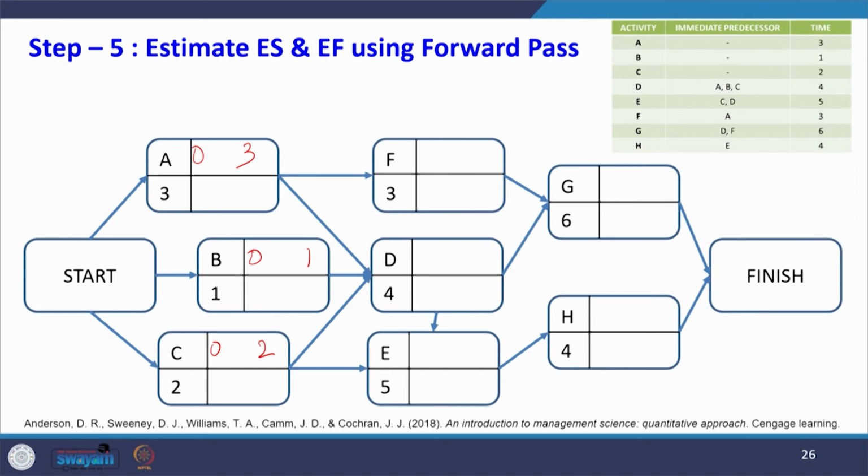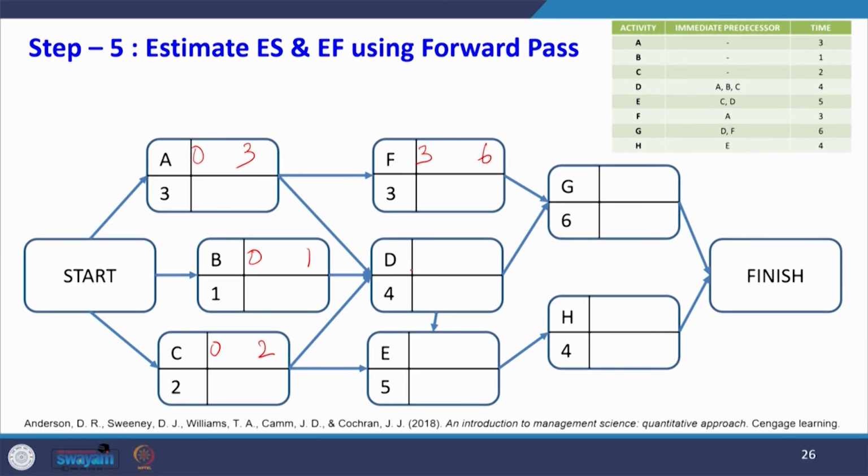Now, for activity F, the earliest start time is equal to the earliest finish time of the preceding activity, that is A. So, it is 3. So, 3 is earliest start time. So, 3 plus 3 is 6.